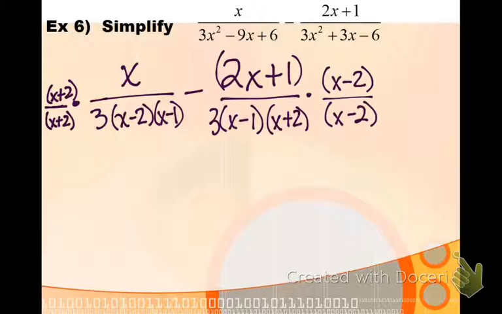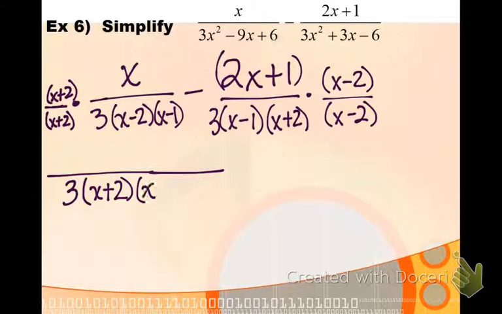Okay. So on our next step, we're going to have a big fraction bar. Our denominators are going to be the same now. It doesn't really matter to me what order you put your factors in as long as they're all there. So we should have a 3, an x plus 2, an x minus 2, and an x minus 1. Since we're multiplying, it doesn't really matter what order our factors go in.